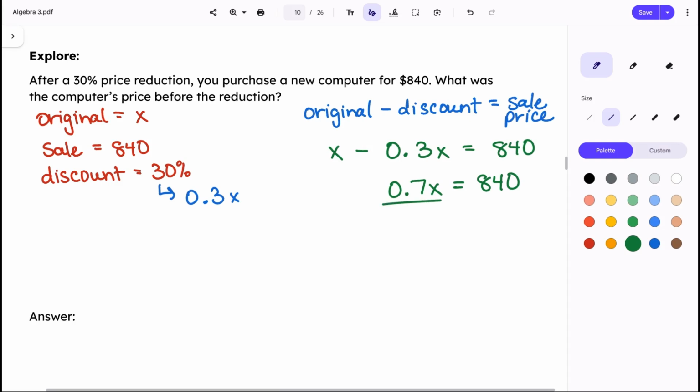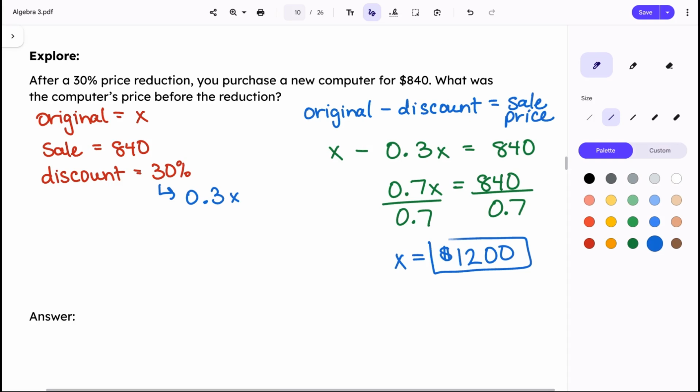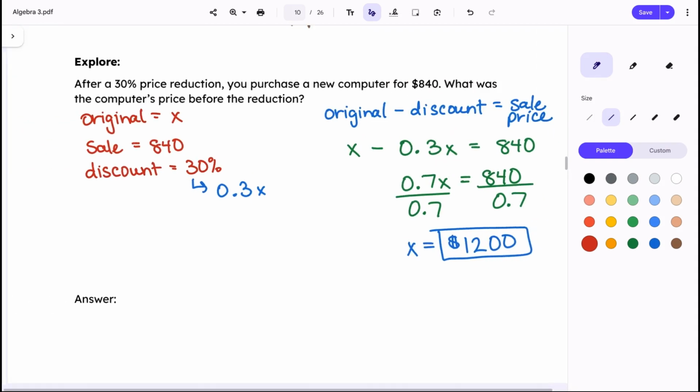So then I'm going to divide by 0.7. What's 840 divided by 0.7? What'd you get? 1,200. So this computer would have cost $1,200 originally. All right, next one.